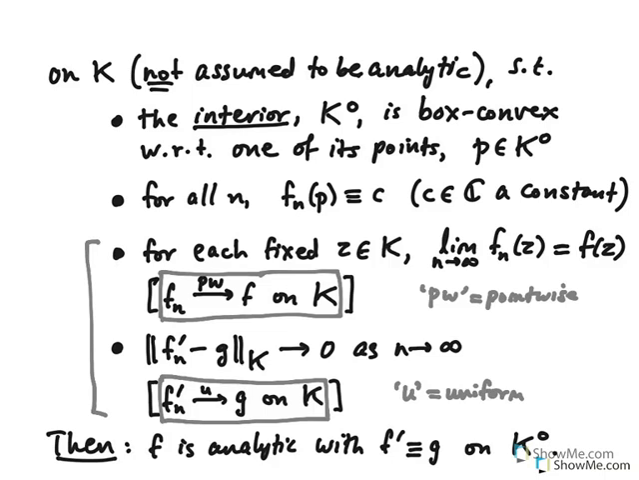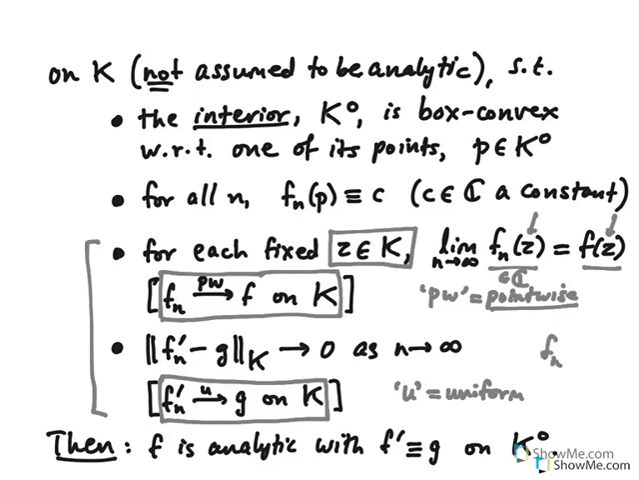Okay, well, let me explain what each of them means. Pointwise is very easy to understand. All it means is that when you pick any z in the set K and plug that into both the sequence of functions and the limit function, that gives you a sequence of numbers. Because once you plug in a specific point, then you're just getting a number. It's no longer a function.